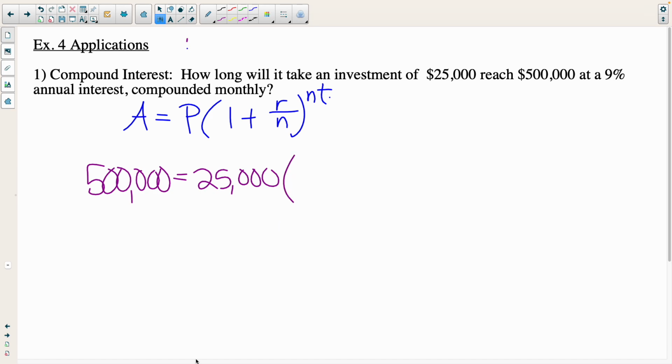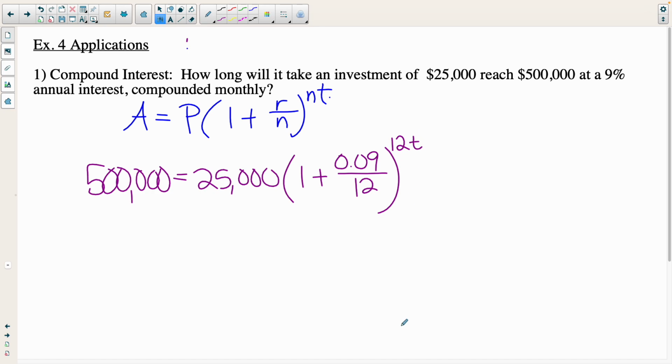Okay, and here's our base in the parentheses. So make sure you write that rate as a decimal. So 0.09. What does n equal? 12, very good. And then 12t.